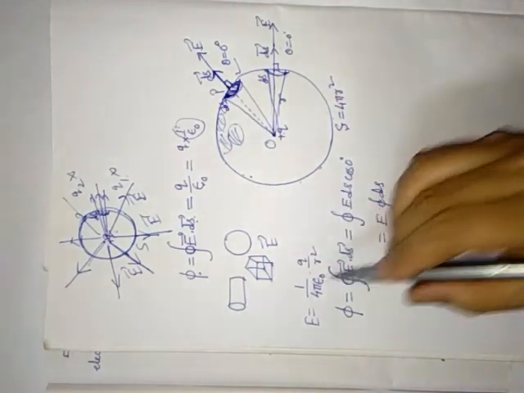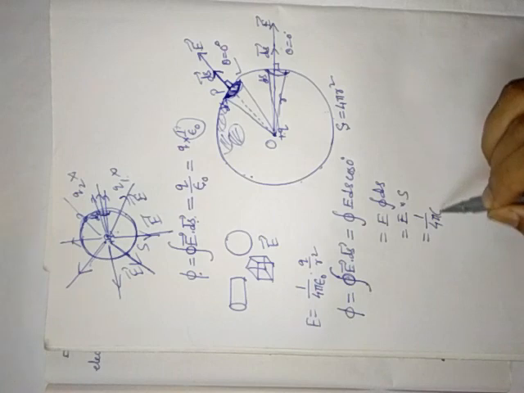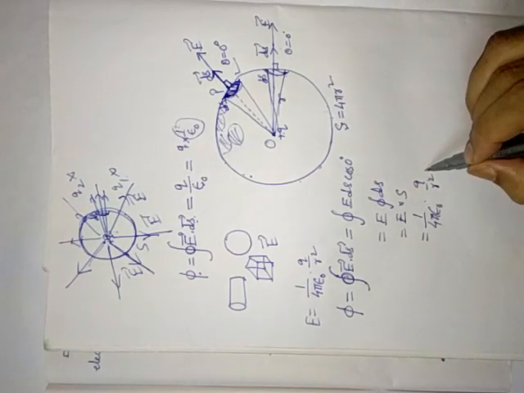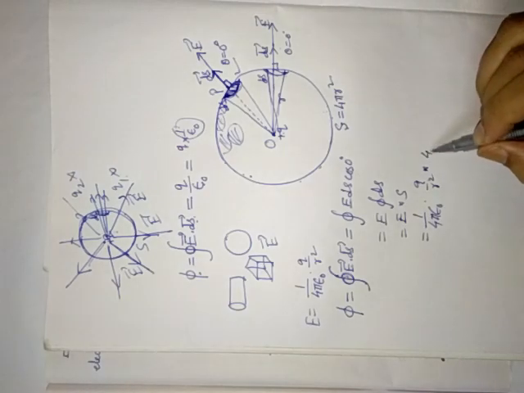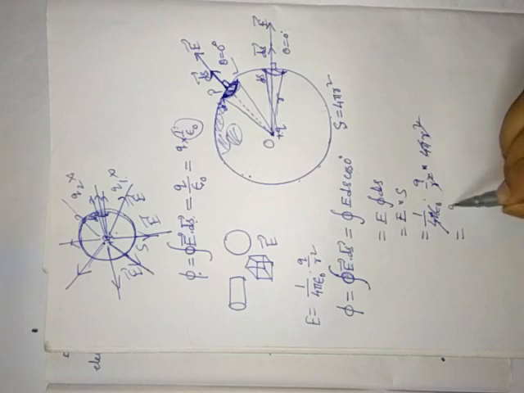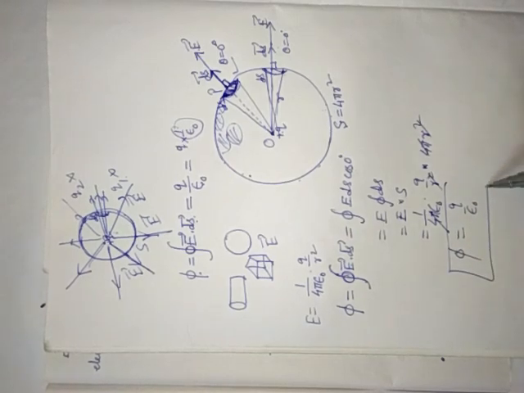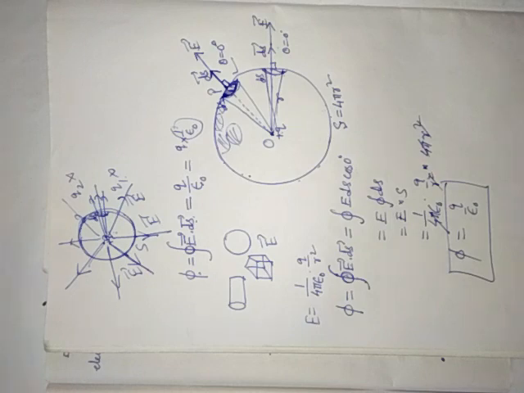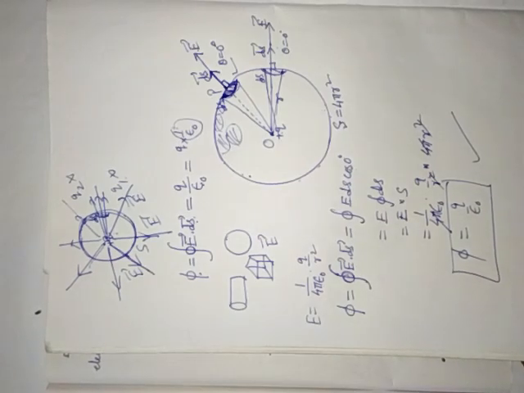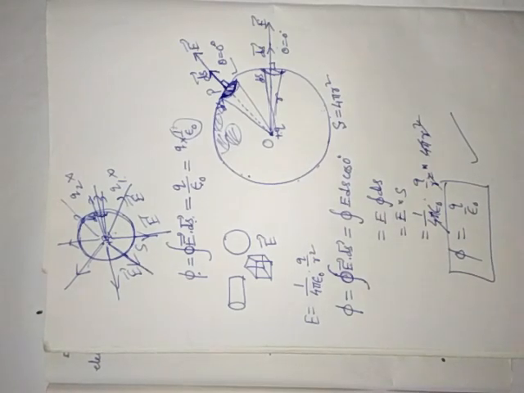And E is this one, Q by r square. The magnitude is constant at every point. And S, I already told you, is 4 pi r square. Now 4 pi cancels, r square cancels, and we get Q by epsilon naught. This is the proof of Gauss's law, and this is Gauss's law. It is the simplest way to find Gauss's law, but in higher classes you will get it in a different way where several charges will be there.